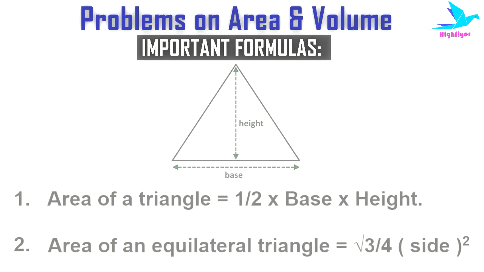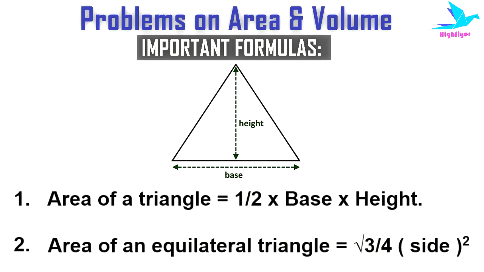First, let's see triangles. Area of a triangle equals half into base into height. And area of an equilateral triangle equals root 3 by 4 whole into side whole square.